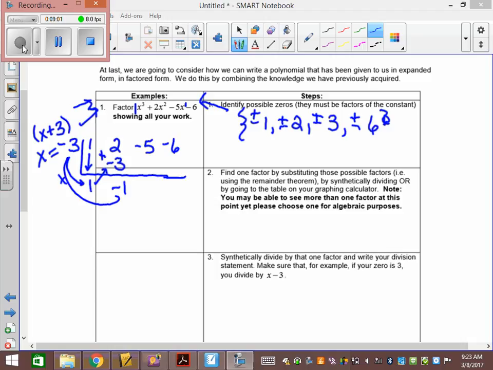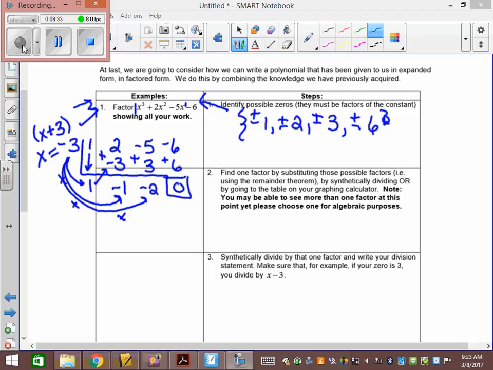So we've added. So now we're going to multiply. Negative 3 times negative 1 is 3. I never draw these arrows. I'm just drawing them so you can see this. It looks really confusing when you draw the arrows. So then we've multiplied, so now we're going to add. Negative 5 plus 3 is negative 2. Then we're going to multiply. Negative 3 times negative 2 is 6. And when I add these, I get 0. And I box this. The back number is always my remainder.